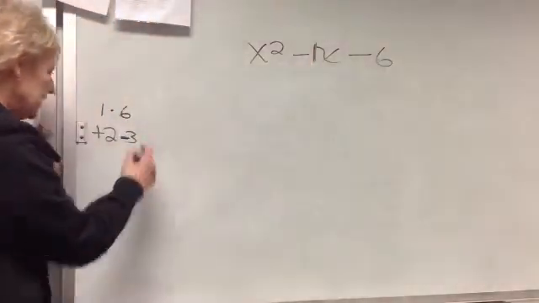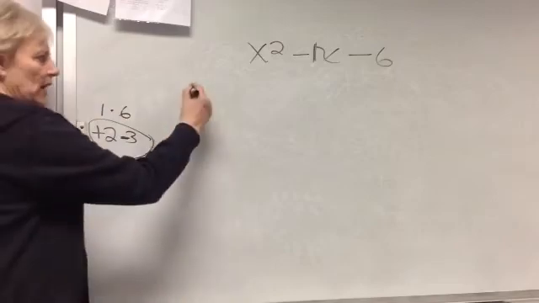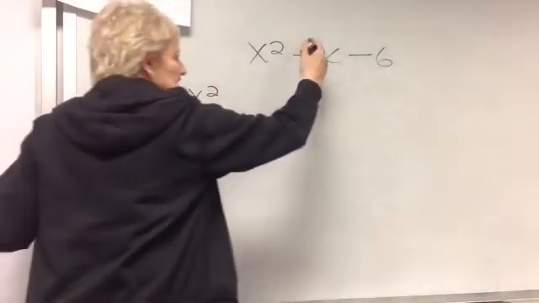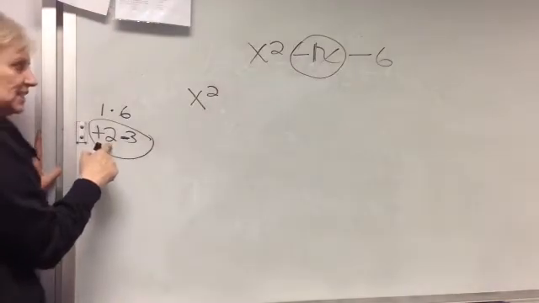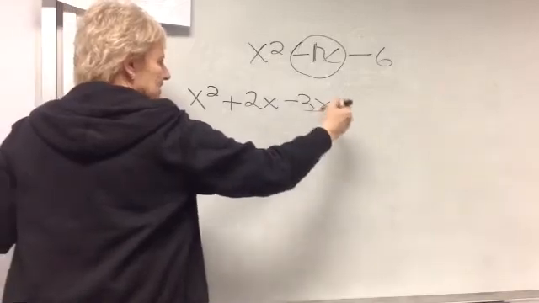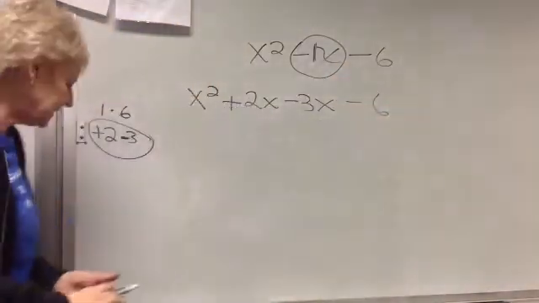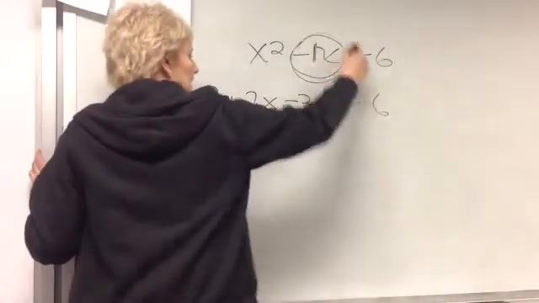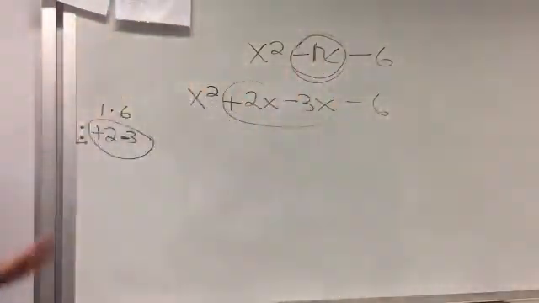All right, so here it is. We're going to write x squared, and instead of this, we're going to write +2x, -3x, and then just copy -6. Do you see what I did? I took this and rewrote it as that. Look at that for a minute. All I did was take the middle term and turn it into 2 terms. We're not done, but that's what I did. Do you see that's what I did?